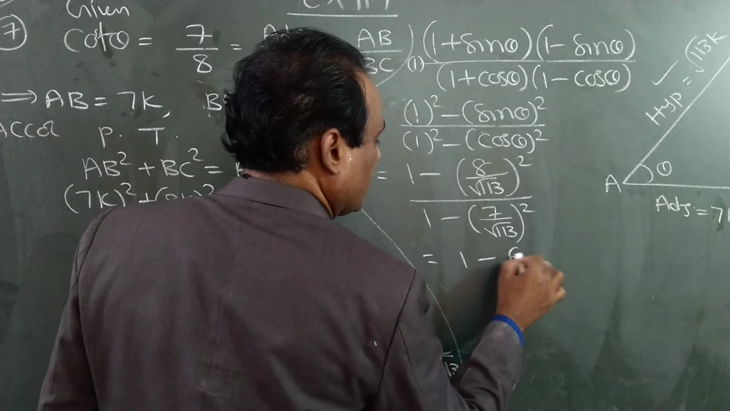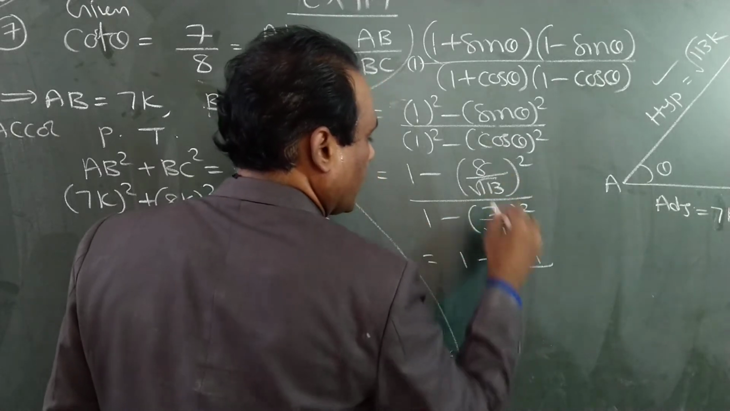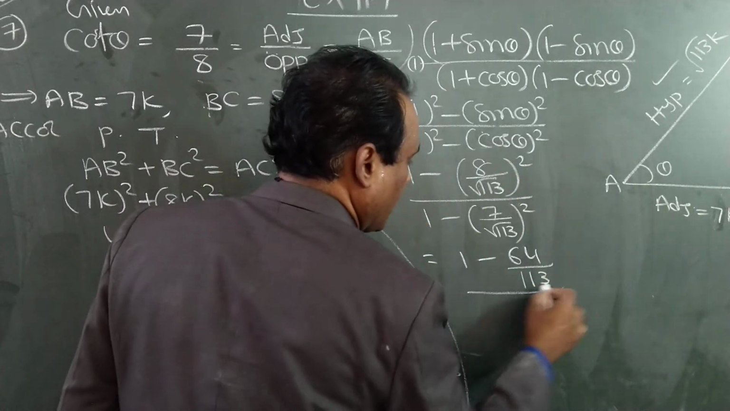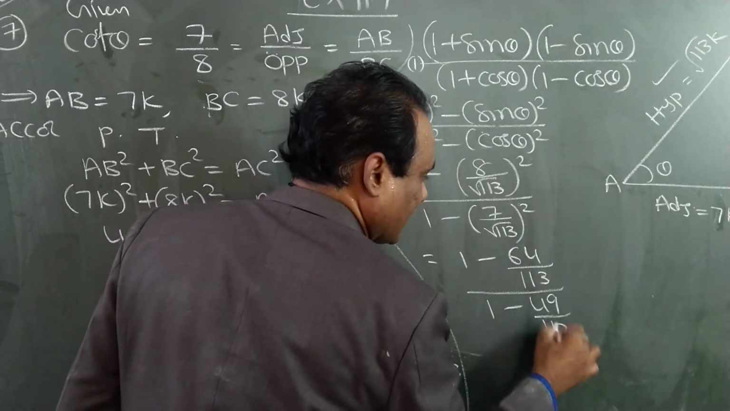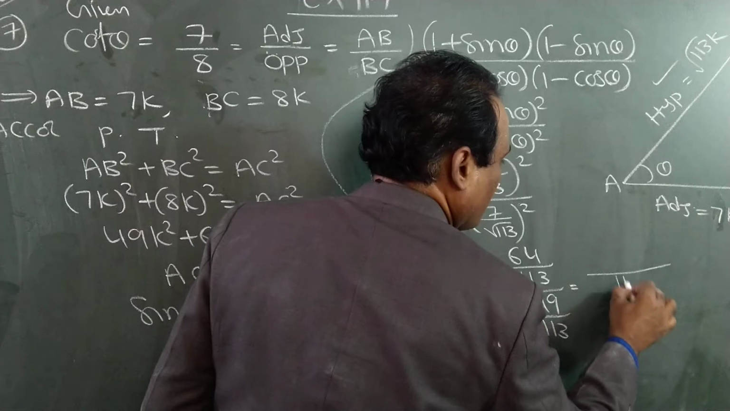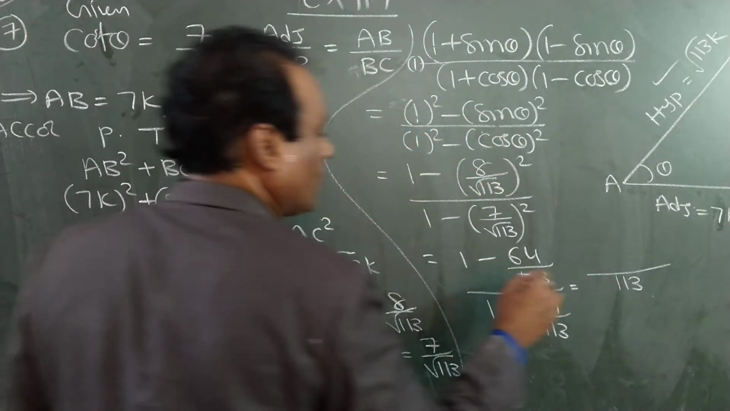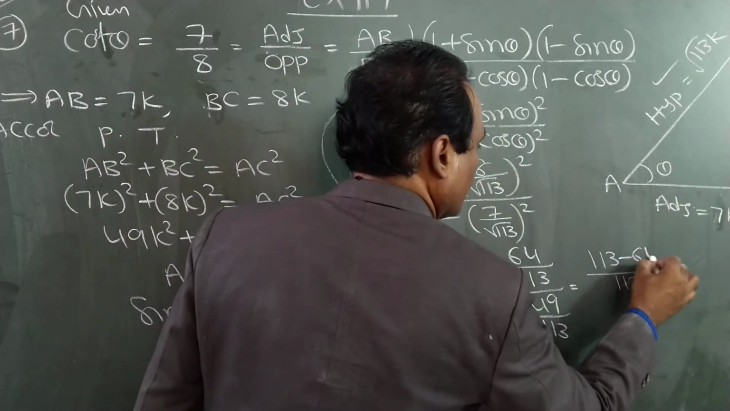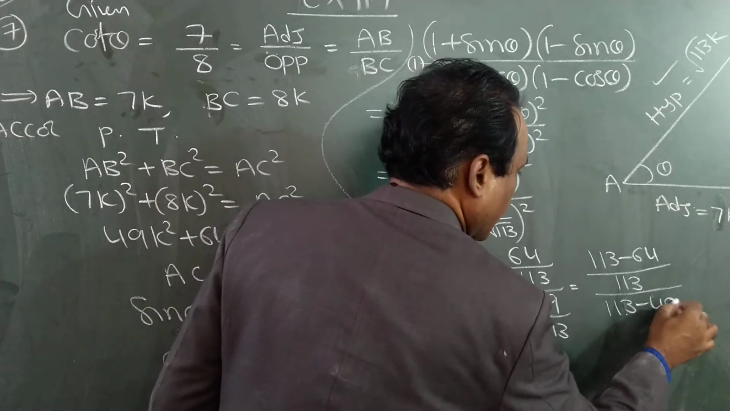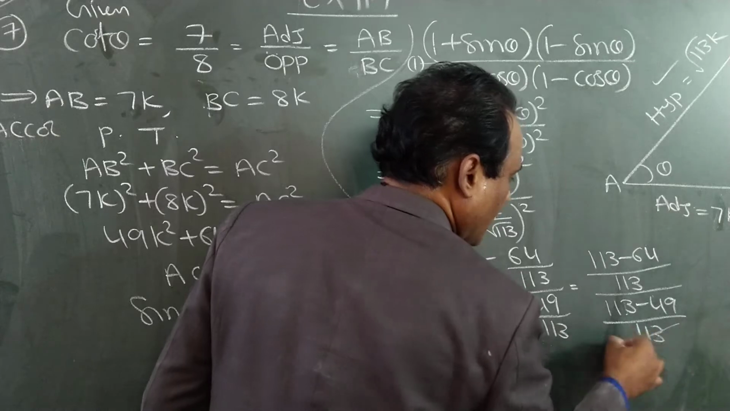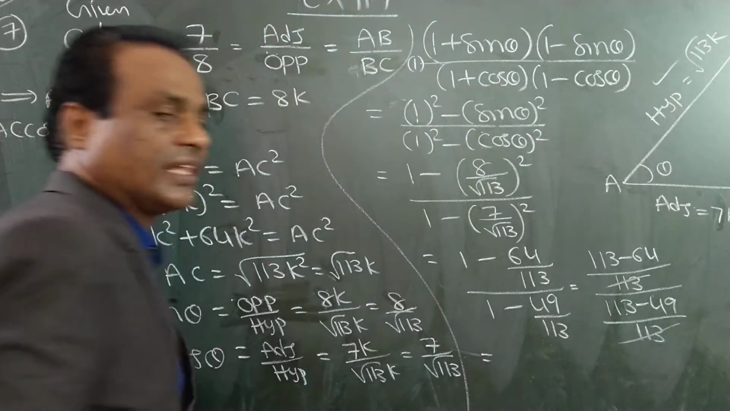8 square is 64, square root cancels 113. 1 minus 7 square is 49 by 113. Take 113 as LCM, both in the numerator and denominator. 113 minus 64, 113 minus 49. 113 cancels. So write down the answer.